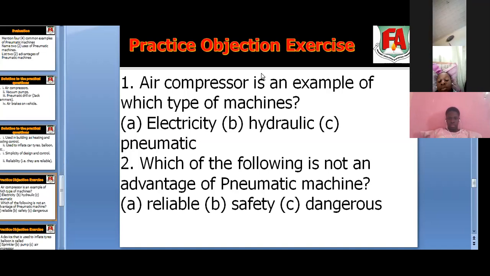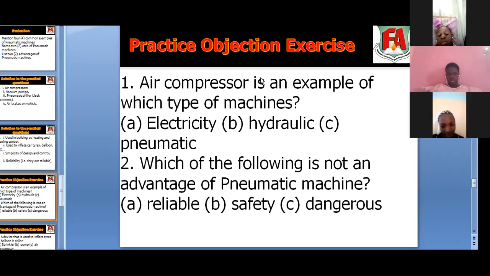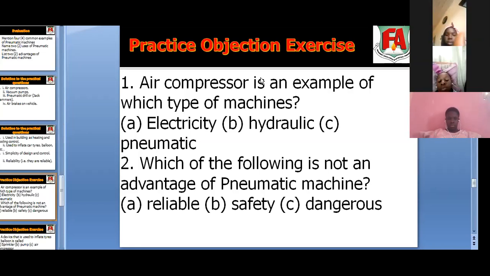Okay, let's look at objective questions. Question number 1. Air compressor is an example of which type of machine? A, electricity. B, hydraulic. C, pneumatic. Air compressor is an example of which type of machine?